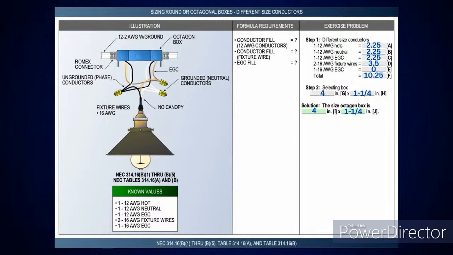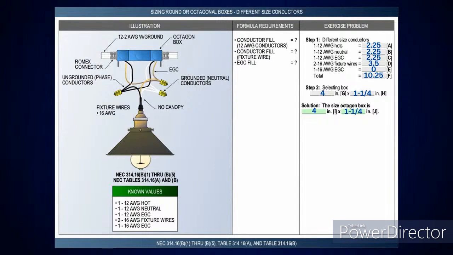Now you're going to look at your fixture line. You go over, look at table 314.16(B), and it's going to tell you it's good for 1.75. Multiply that by 2 because you have 2, and that gives you 3.5. I've already counted one of my equipment grounding conductors. You only have 2 in the box, you didn't do 4, so you get a 0. Add all that up together, and you get 10.25.